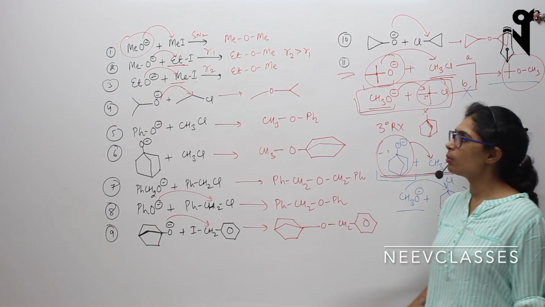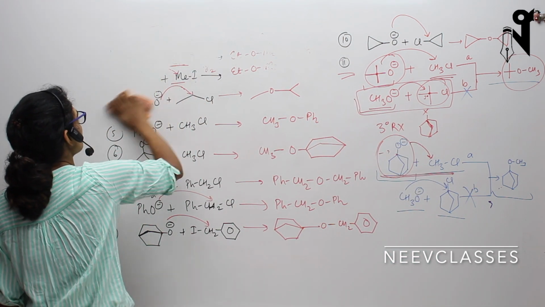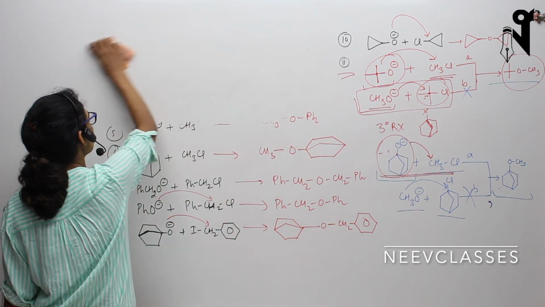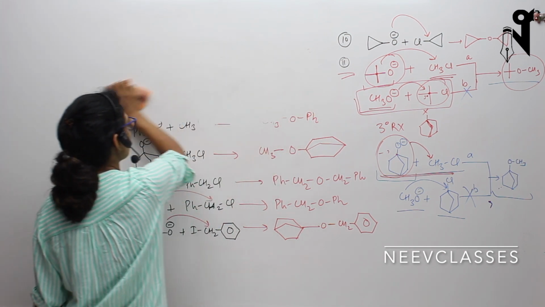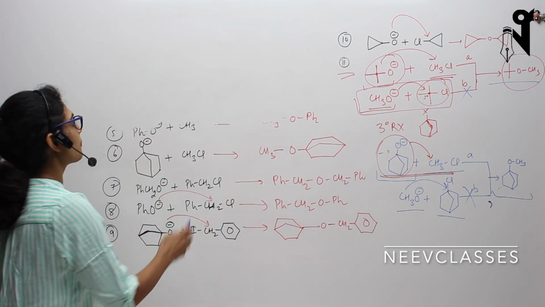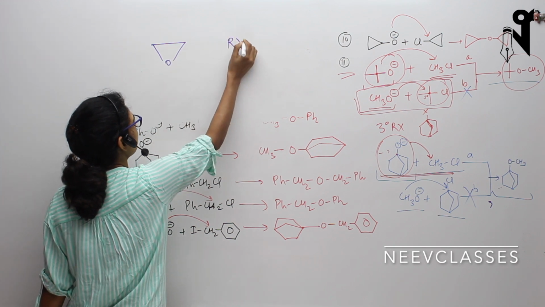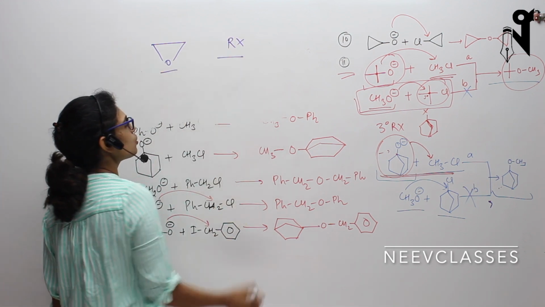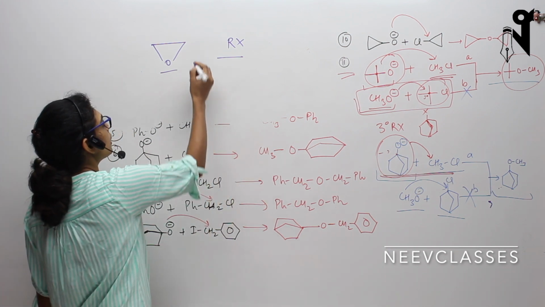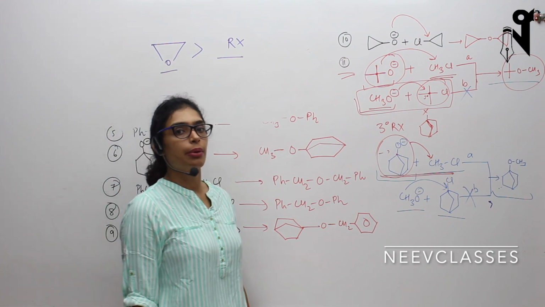Okay, one more thing which I probably missed while explaining SN2 reaction in Williamson ether synthesis, and that is the relative rate of reactivity towards SN2 for epoxide and RX. So let's say I have an epoxide and I have an RX. If I have to check which one will do a faster SN2 reaction, here our epoxide will react much faster towards SN2 as compared to RX.